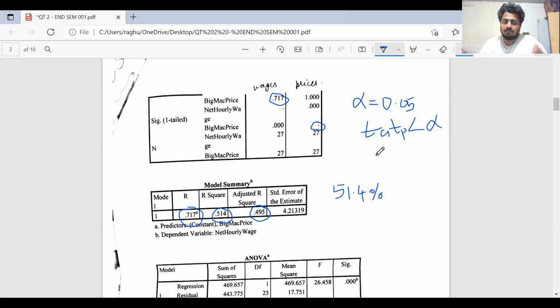So ideally, the value of R square and adjusted R square should be very close to each other in order for us to strongly conclude that there is a contribution of 51.4%, which is the same case here. There isn't much of a difference between adjusted R square and R square. So we can fairly conclude that there is a 51.4% contribution from the net hourly wage on the variation of Big Mac price. So that would be the next conclusion that we make out of it.